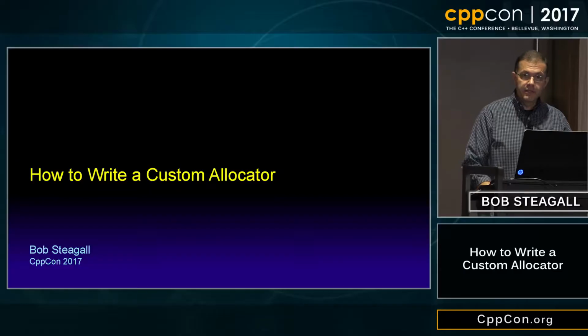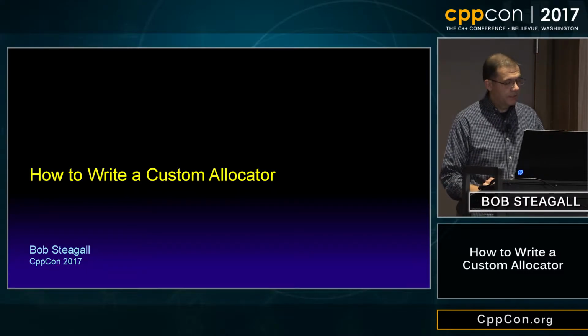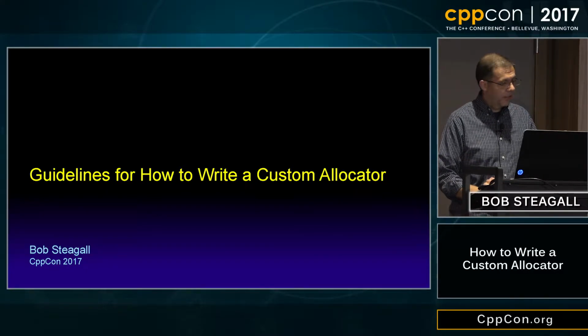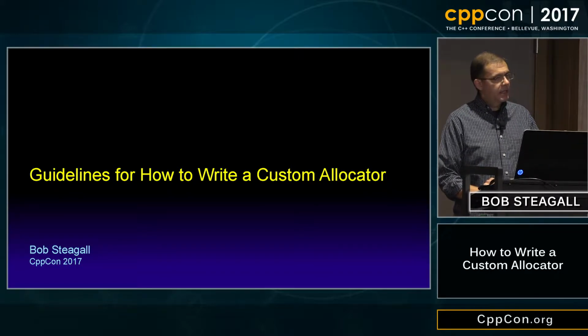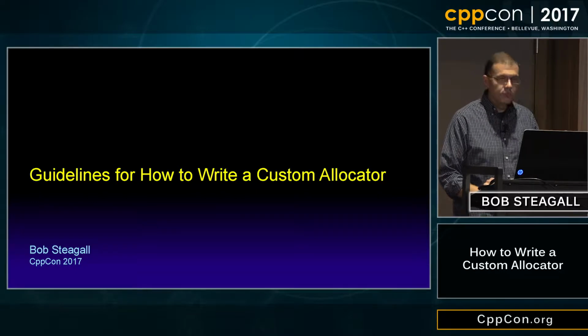My name's Bob Stiegel. I'm here on my own dime representing myself, and I'd like to talk a little bit about how to write a custom allocator. I think you'll find by the end of the talk it's really more along the lines of guidelines for how to write a custom allocator. There's so many different things that you can do. It's hard to prescribe anything except what I think are some useful principles.